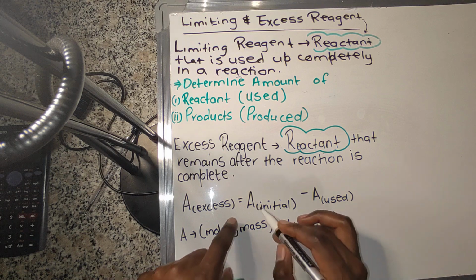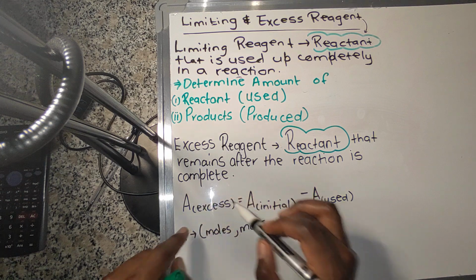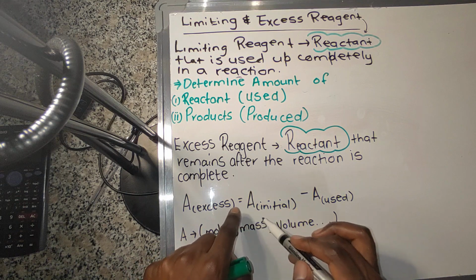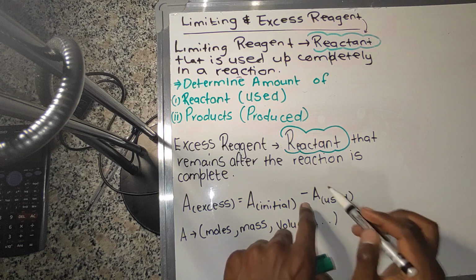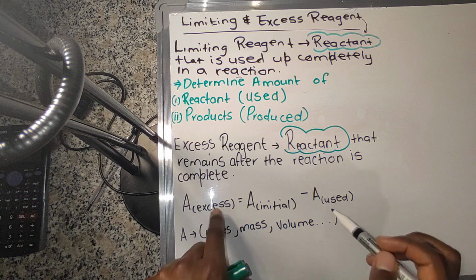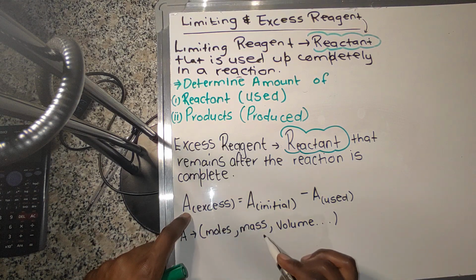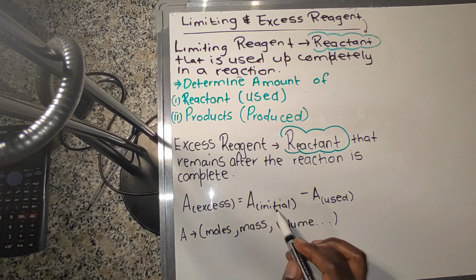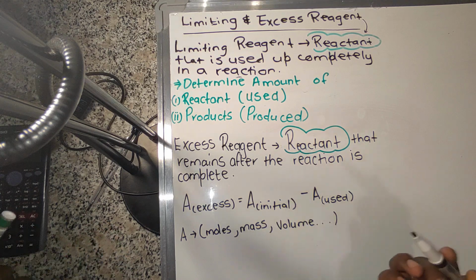Now I have this mathematical relationship that can calculate any amount in excess, and I think it makes sense. An amount in excess will be calculated by saying initial amount minus whatever you have used. So what you had initially minus whatever you have used will give you the excess amount. And by amount, I'm speaking about the number of moles, mass, or volume. So this can be number of moles in excess equals number of moles initial minus the number of moles that are used. It can be the mass, it can be the volume as such.